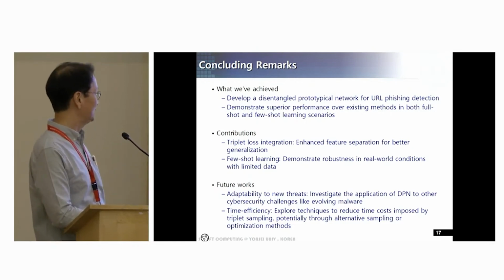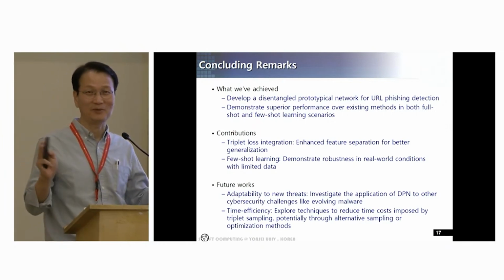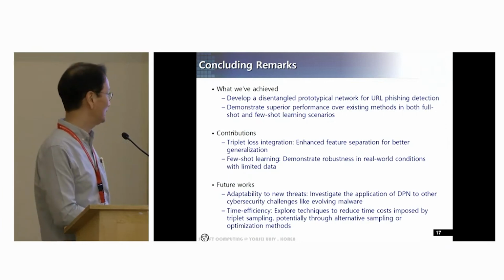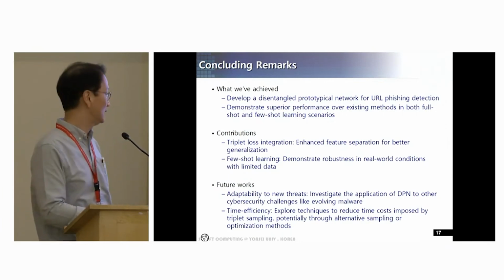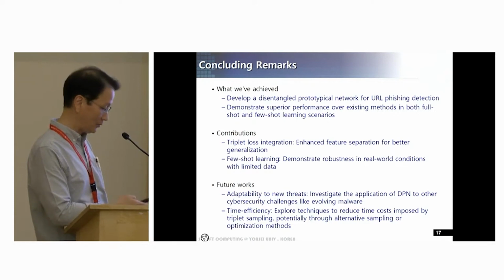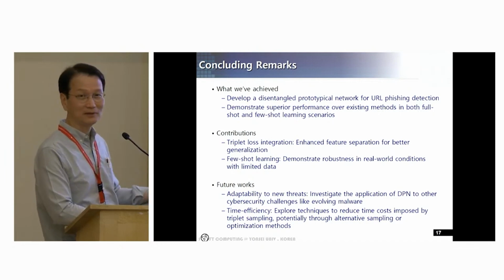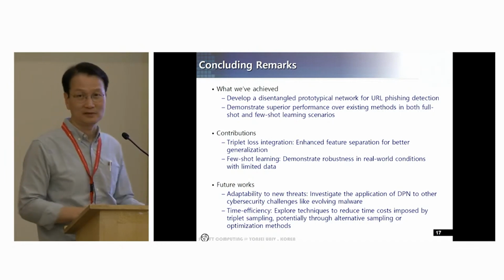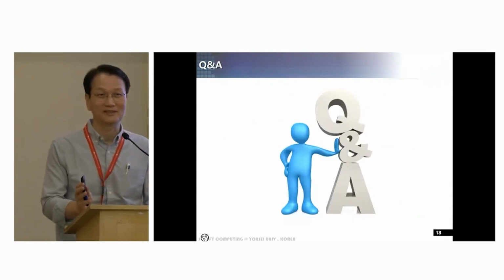And also, the time complexity is a little bit of a problem. I didn't mention anything about the time spent. However, the proposed method requires more computational overhead. So we are trying to devise some method to reduce the time cost imposed by the triplet sampling, potentially through alternative sampling techniques or optimization methods. That's all. Thank you for your attention.